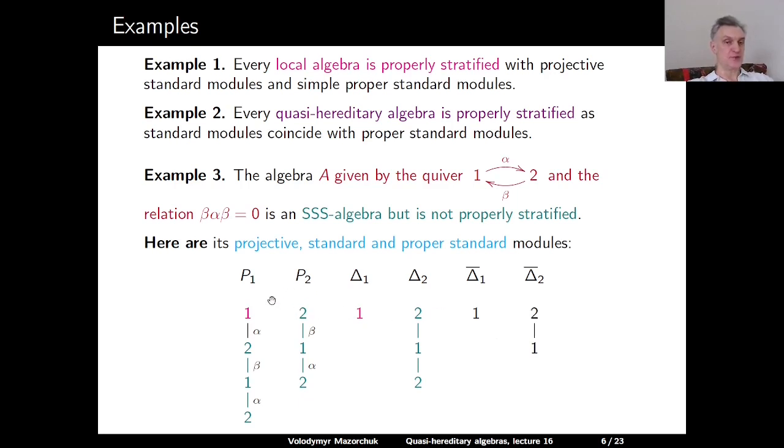Now we see readily that projective modules have a standard filtration. P2 is delta 2, and P1 has P2 as a submodule, and if we factor it out, we get delta 1. At the same time, the projective modules do not have a proper standard filtration. The proper standard module delta overlined 2 is 2 on top of 1, but P2 has 2 on top of 1, which is on top of 2, and that's it. There is a 1 missing here, so P2 does not have a proper standard filtration. So this algebra is an SSS algebra, but it is not properly stratified.